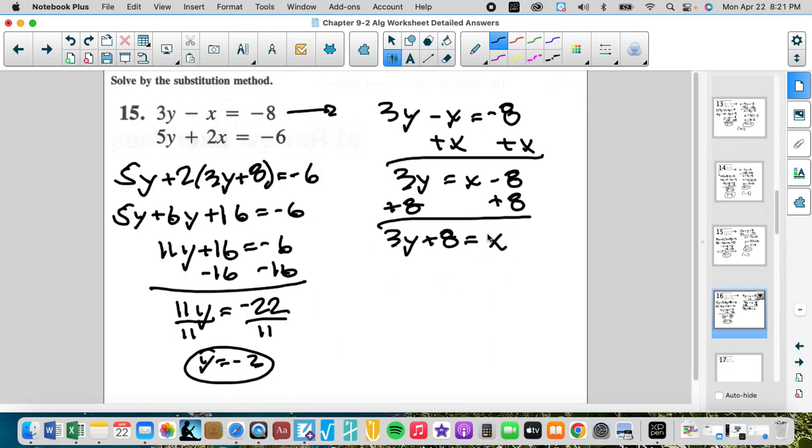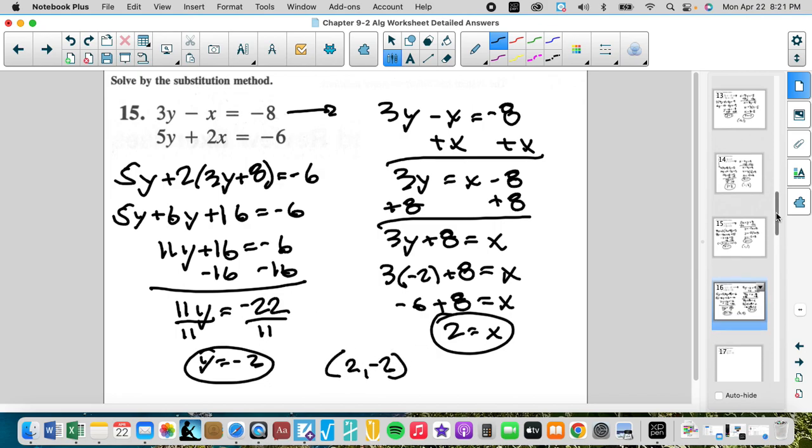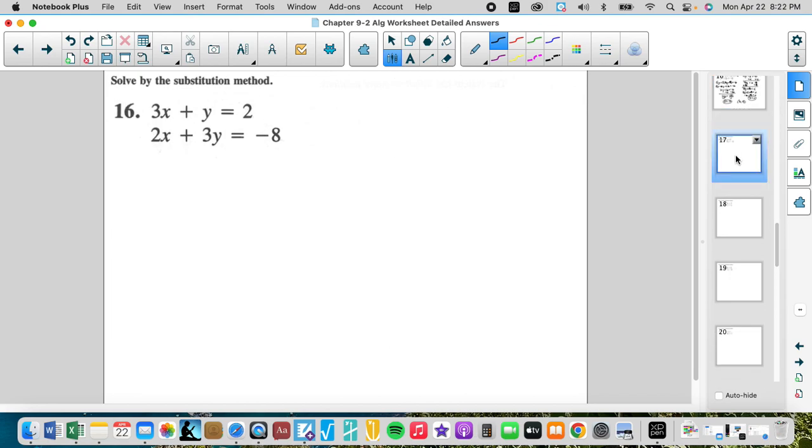We still are looking for our x, so just because it's on the right side doesn't change anything. We can still do this. So we're going to substitute the negative 2 in for y, which allows me to simplify the left side and find out what my x value is. And I get the point 2, negative 2, x, y. So we're still going to make sure that our coordinates are in alphabetical order. This one's easy.